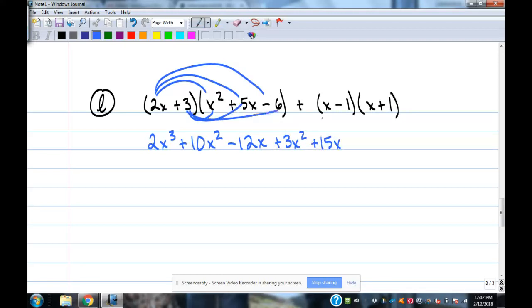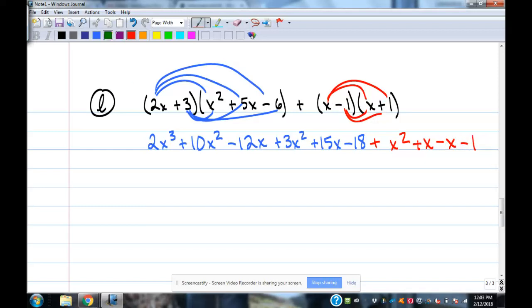15x minus 18. That's the first one. Just distribute it out. And then I'm going to go ahead and distribute the second one. X times x, x squared. X times 1. Negative 1 times x, negative x. Negative 1 times 1, negative 1.